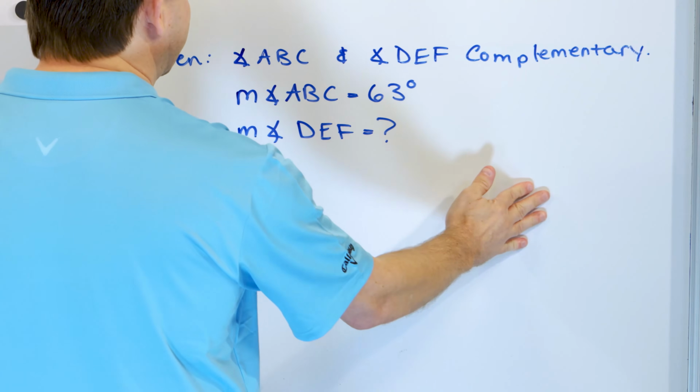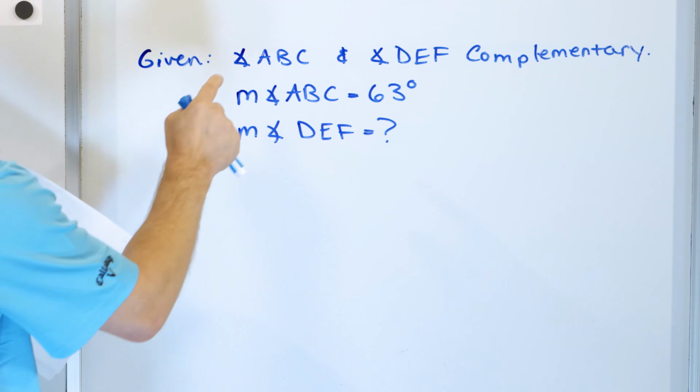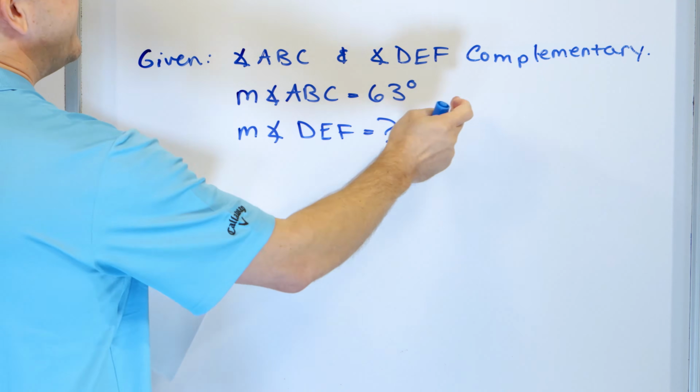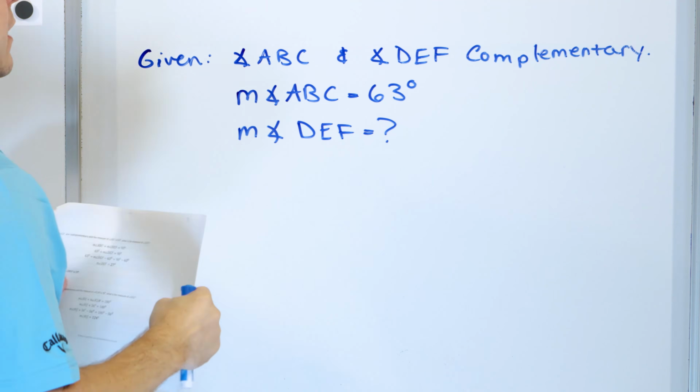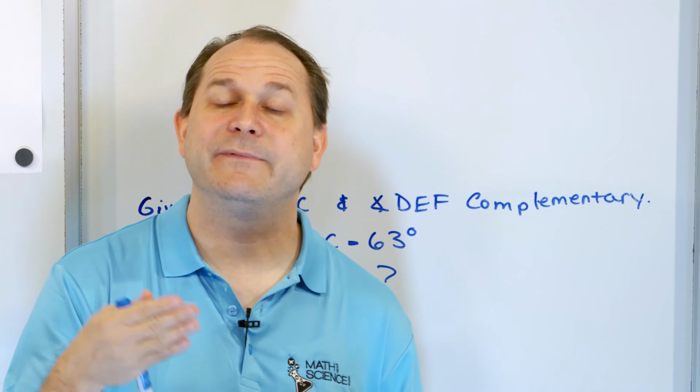All right, here's our very last problem. We have the same situation except we have two angles here given that are complementary. And I give you the measure of one of those angles and you have to find the other. But remember, complementary means they add up to 90 degrees.